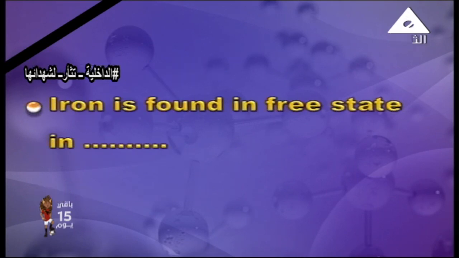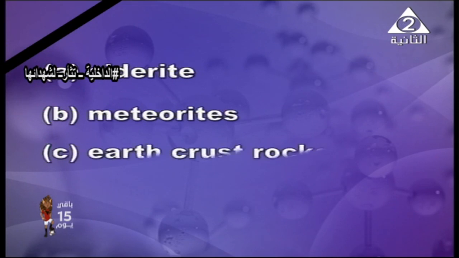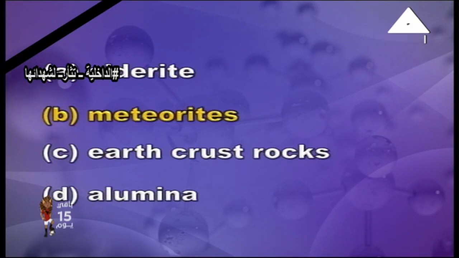Next point. Iron is found in the free state in what? Siderite, meteorites, earth's crust rocks, alumina. If you think about it, yes, it will be meteorites.